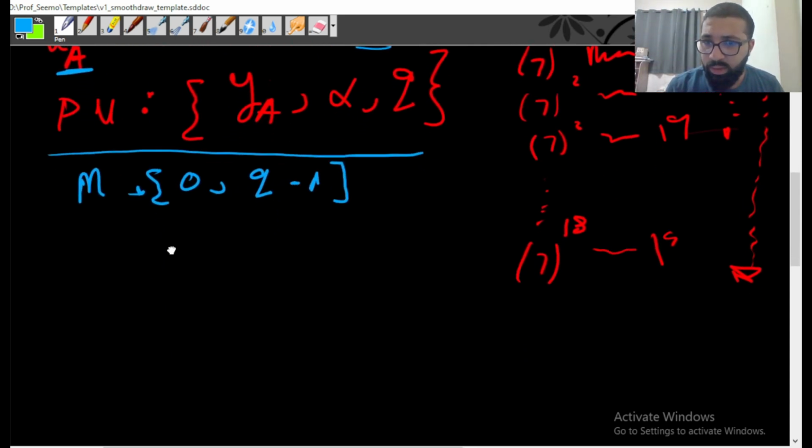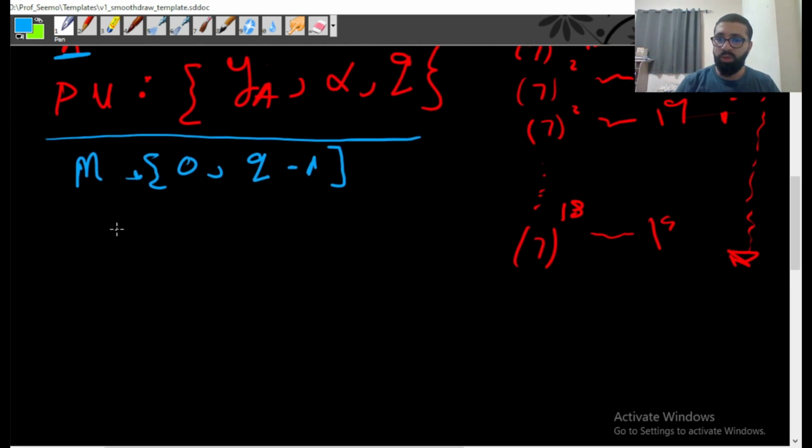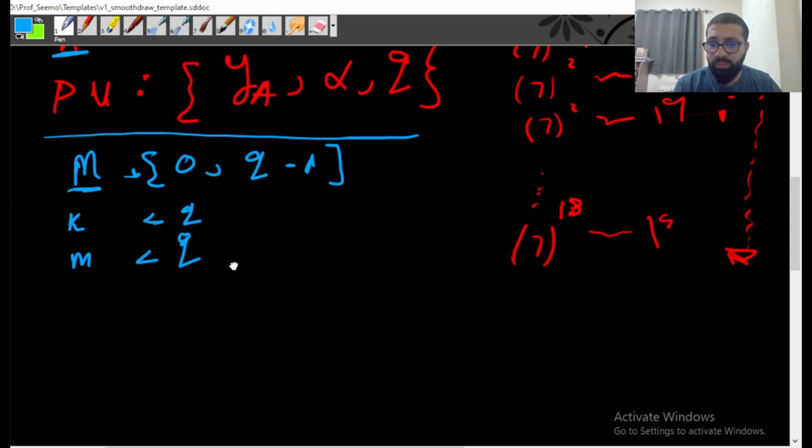Going next is encrypting the message. So Bob again has message M. Message M is between 0 and Q minus 1. Now Bob will want to generate some random number K, where K is also less than Q. M is less than Q, and small k is less than Q.